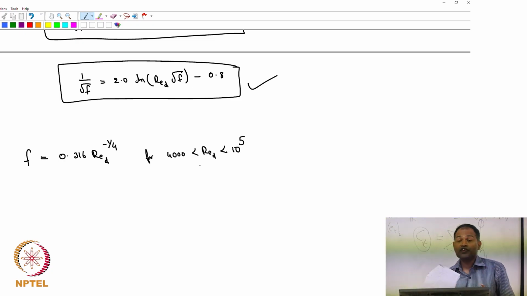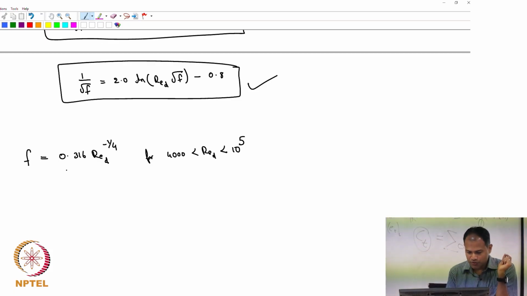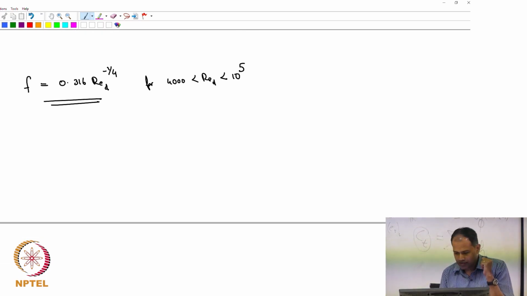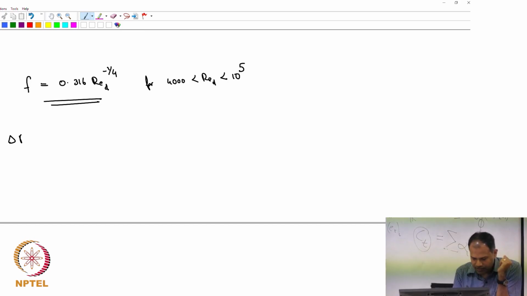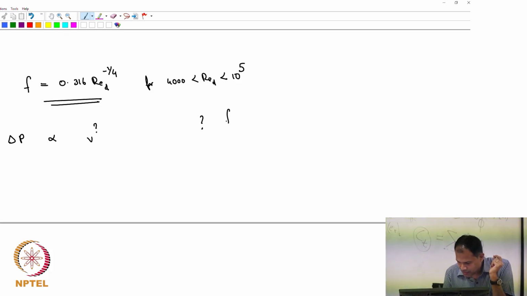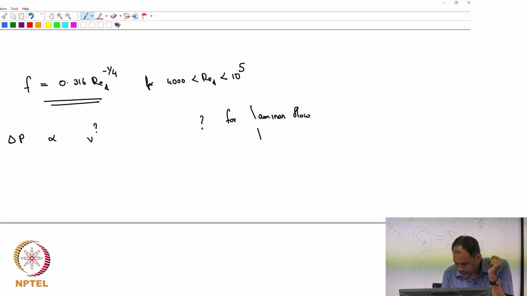So if Reynolds number is not very large, let's say 10 raised to 4, 10 raised to 5, then you could use this direct relation, which is an empirical fit. But this is going to be useful because I want you to calculate what delta P is proportional to. Let's do velocity first. Velocity to the power of question mark. What is that question mark for laminar flow and turbulent flow? Can you find out?